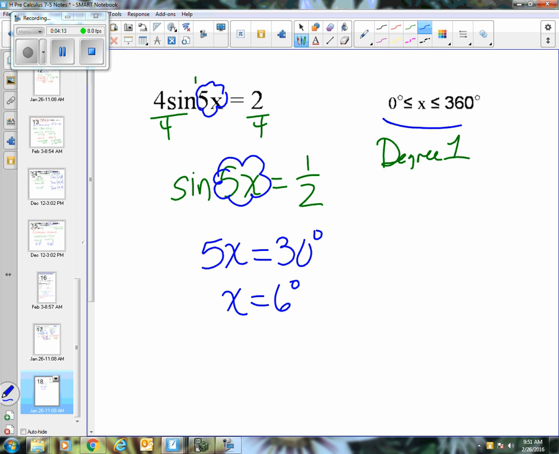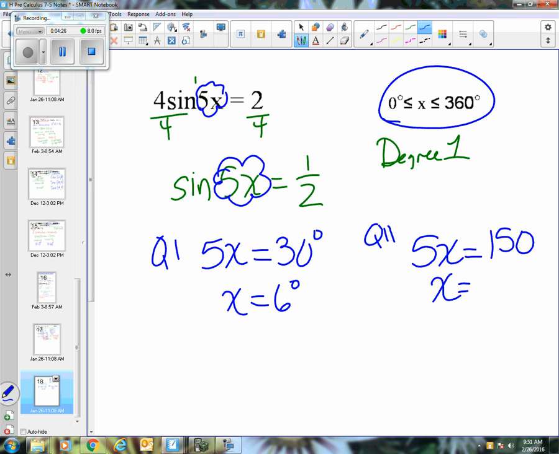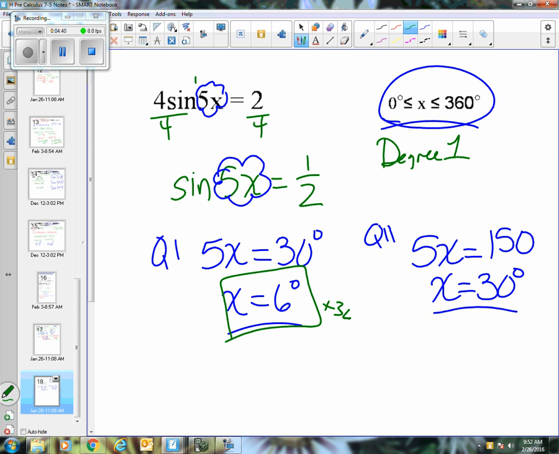Once again, let's go back to our domain. Is that the only place? That's quadrant 1. Where else would sine be a half? Well, in quadrant 2, 5x would be equal to the 30-degree reference angle in quadrant 2, which would be 150. So x would be equal to 30 degrees as well. So because our domain is 0 to 360, I do end up with two values that make that true. If this were principal values, I would only need the one in quadrant 1. And if it was all values, then it would be the plus 360k, so all the coterminals as well.